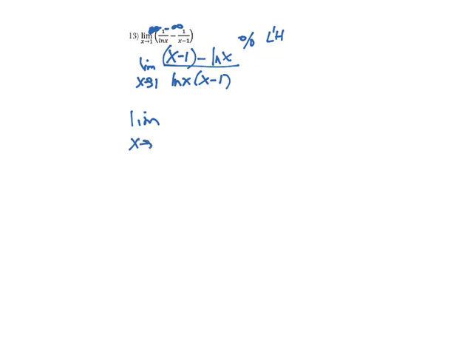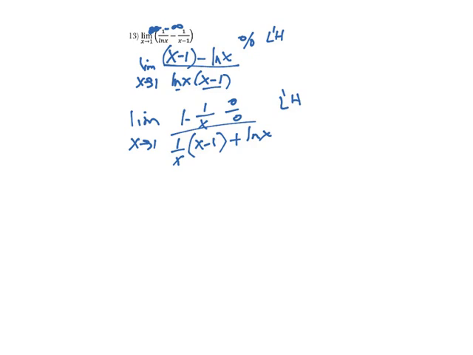So that'd be the limit as x approaches 1 of, the derivative of x is 1, derivative of negative 1, 0. Derivative of natural log is 1 over x, but there's a minus sign there. And then on the bottom, I have to again use the product rule because I have two things multiplied together. So that'd be 1 over x times x minus 1 plus the natural log of x times 1. So if I plug in 1 now, I get 0 on top and 0 on the bottom.